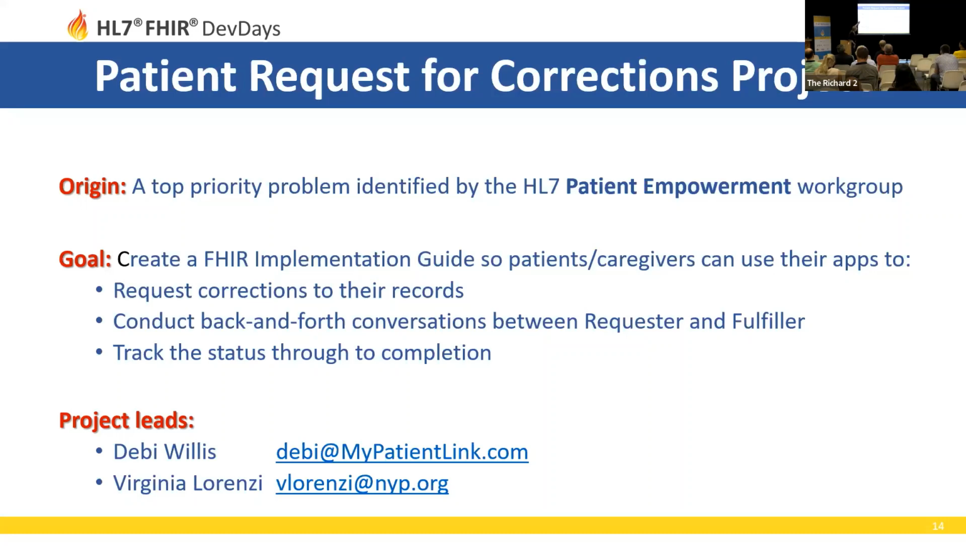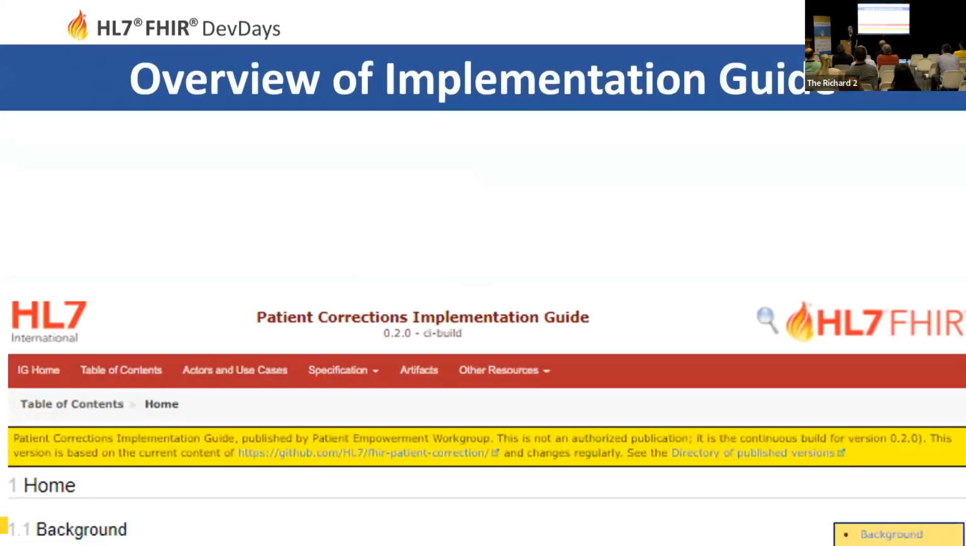Because then this implementation guide, using these apps, so you could have a patient app, and you've got data from 5 different doctors on different EHRs, and you could say, oh, that's wrong. Wait, it's wrong there. And I could push buttons, and I could get this correction process going. And it's a way for that back and forth conversation to happen between the requester and the fulfiller, and to track status all the way through to completion. So I don't have to keep asking, where is it? Let me track my package.